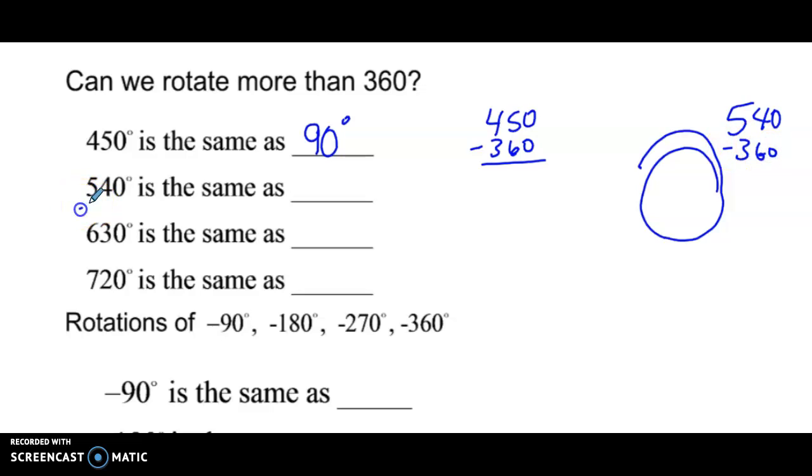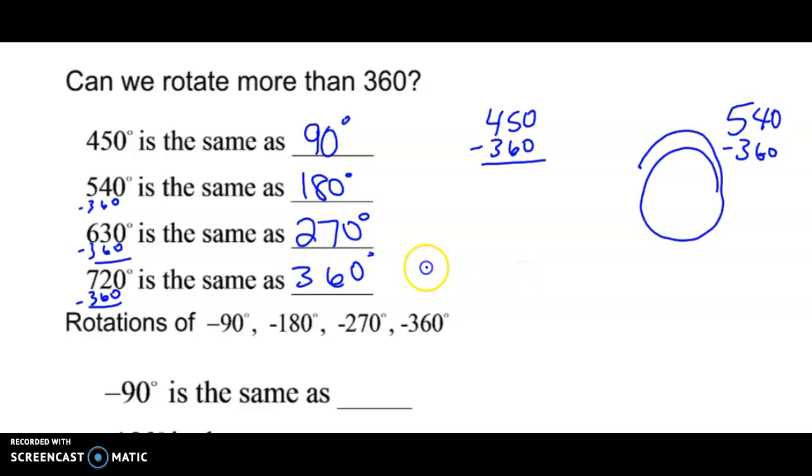So we're just subtracting 360 from each of these to see where they would be, how many rotations it would be. Because we know it's a whole time around, and then how much more. So 540 would be the same as 180. 630 would be the same as 270. And 720 would just be a complete 2 circles. So once and then twice. Right back at the same spot you started.